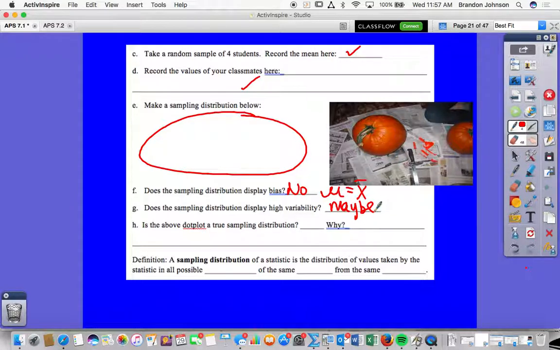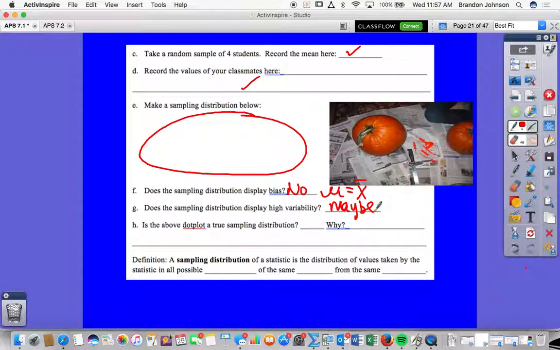Question. This is for 3 tickets right here. First person to stand up. Is the above dot plot, the one that's over there on the bottom right, a true sampling distribution? And then you've got to explain why. I'm going to say no, because even though we did it random, there's a chance that not everybody in the class was used. I'm going to give you 1 on that because that's true, but I want the explanation. It's no, but why?